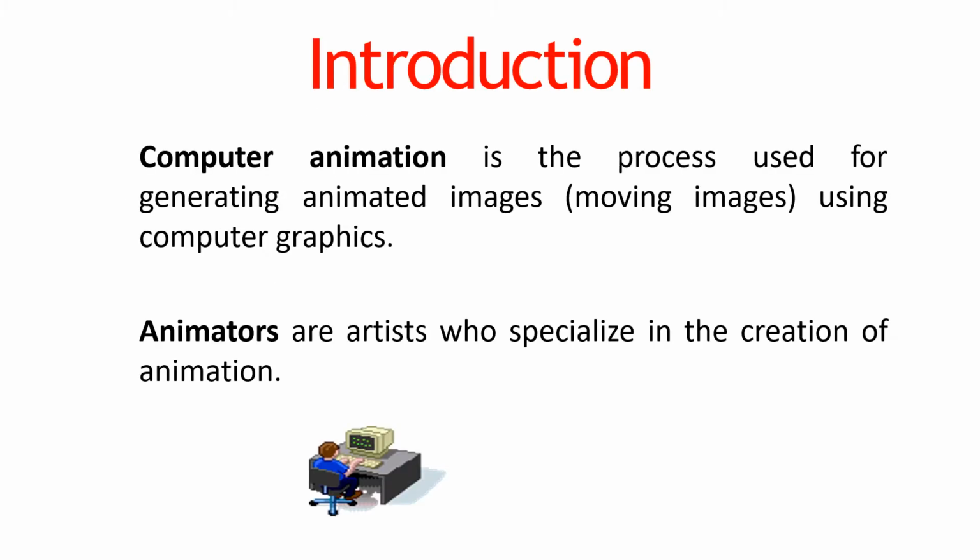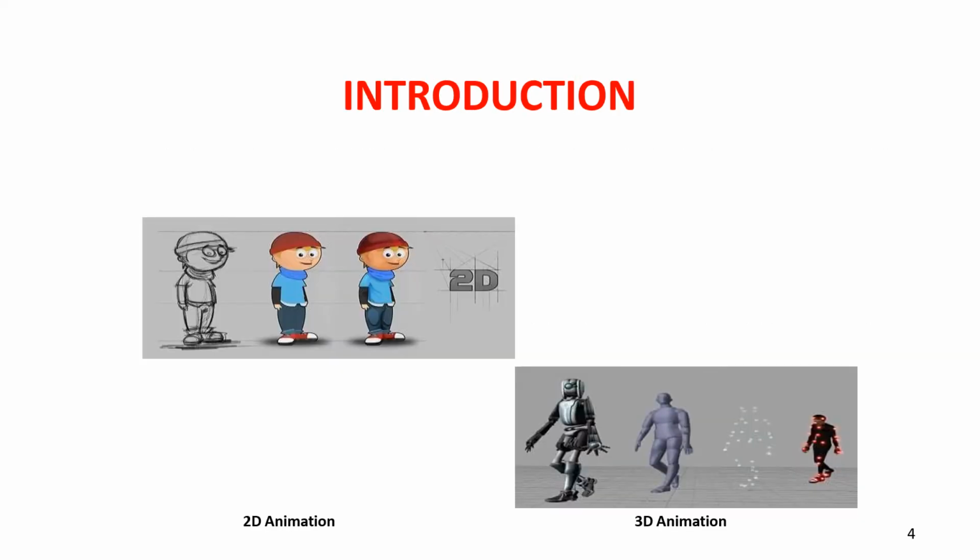So, introduction to computer animation. It is the process used for generating animated images, like moving images, using computer graphics. Animators are artists, basically, who write programs, are programmers. So the persons who do animation are called animators. They are artists who specialize in the creation of animation.